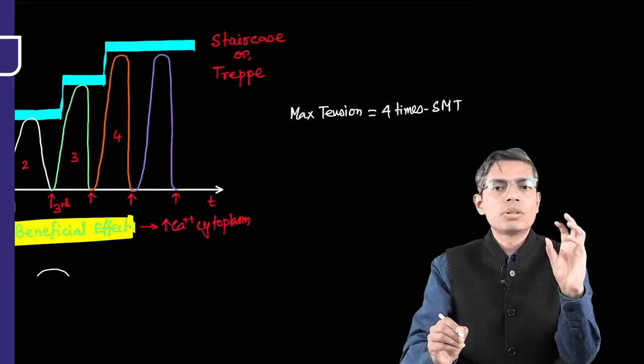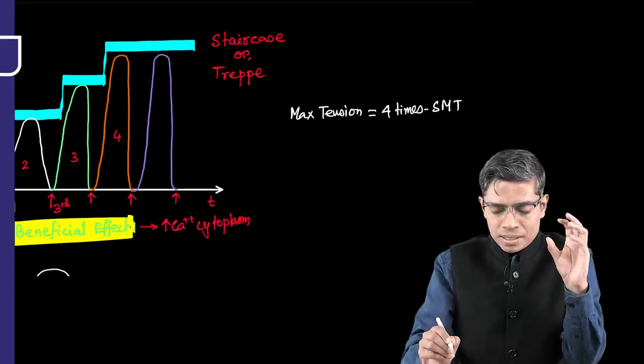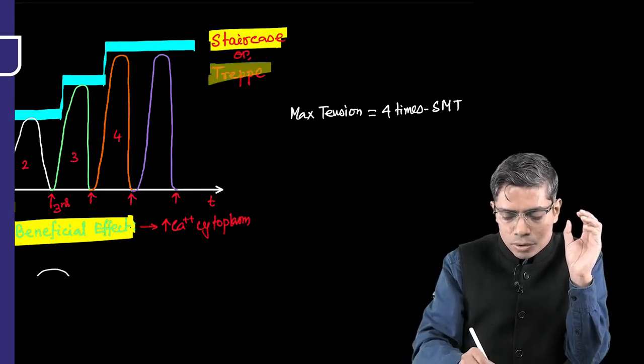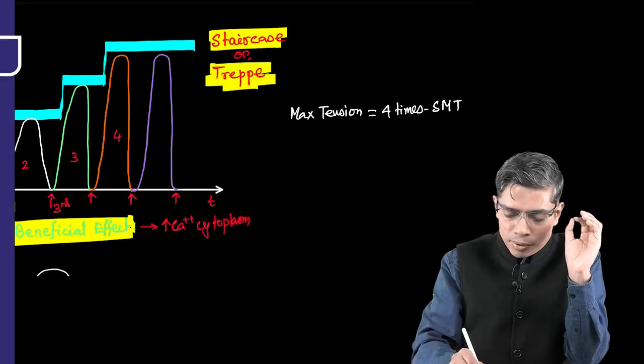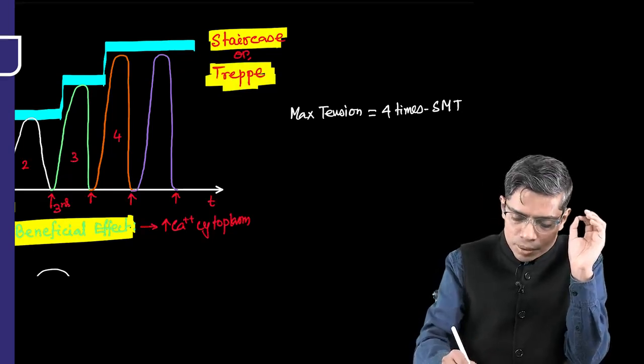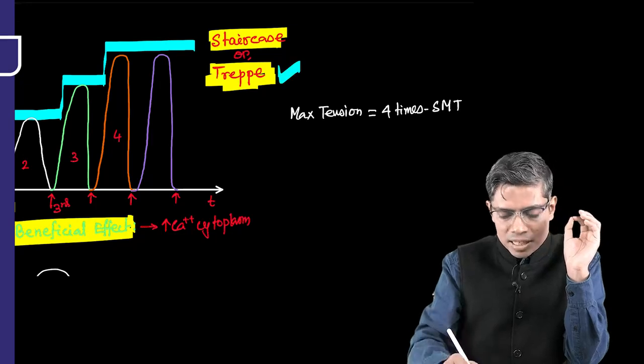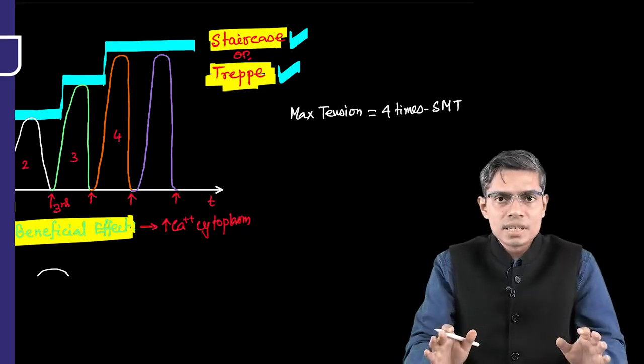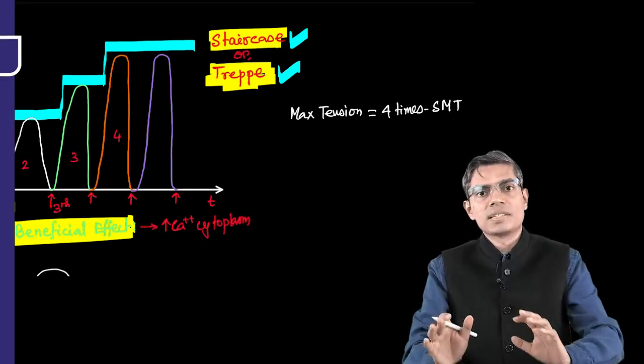Remember that although we are discussing skeletal muscle, this trapeze or staircase phenomenon is also seen in cardiac muscle. But for cardiac muscle we particularly use the term trapeze, and for skeletal muscle we particularly use the term staircase. Otherwise, there is no difference between the staircase and trapeze phenomena.